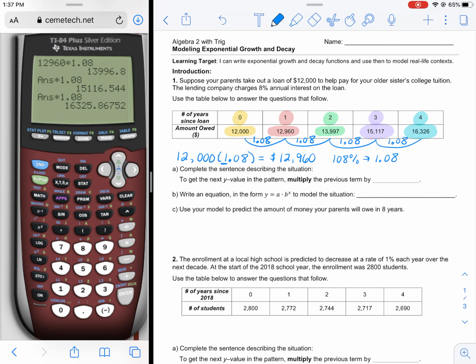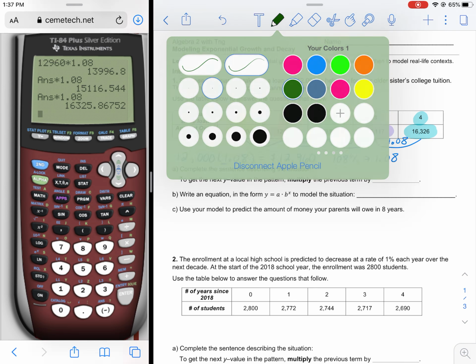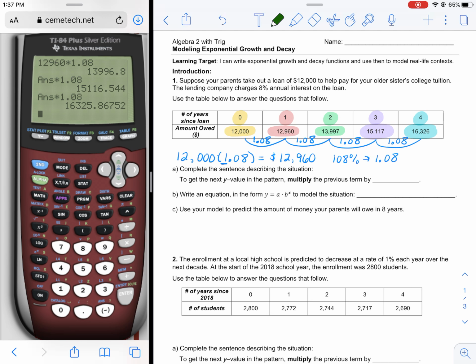Okay, so we call that the multiplier. So to get the next y value, the most direct way to do that is to just multiply the previous term by 1.08. Again, I encourage you to think of it as, the next year, the value of the loan will be 108% of what it was the year before.